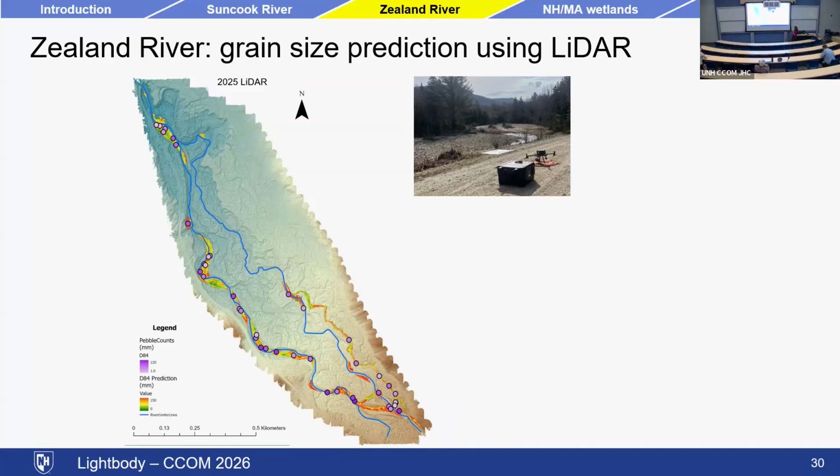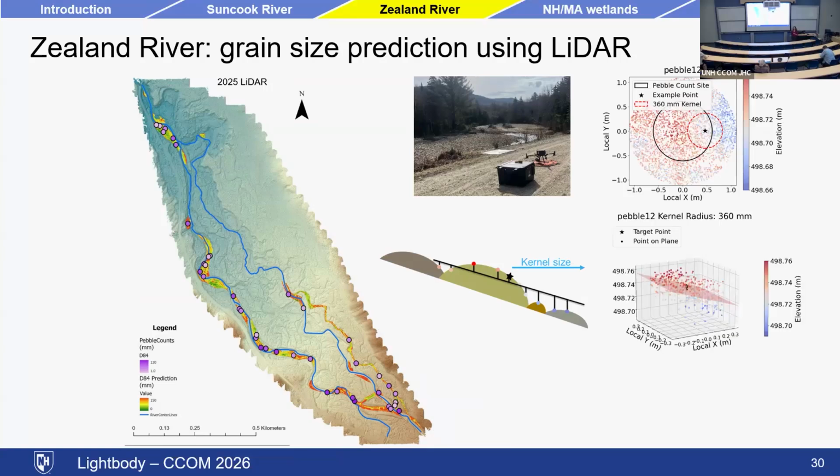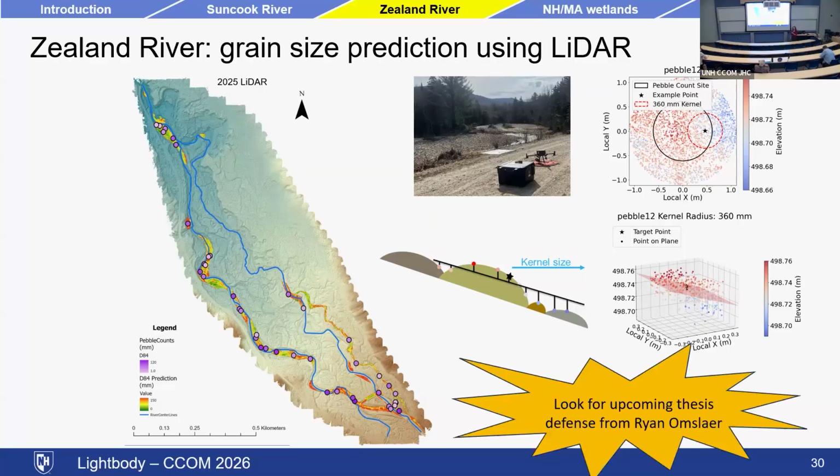Red is bigger, green is smaller, using a drone, point returns from that drone, and then those point clouds to look at the roughness within various kernels to try to get an idea of grain size. If you are interested in this, look out for Ryan's thesis defense, which is coming up in a few weeks, and he would love to tell you more. He's the expert on that.